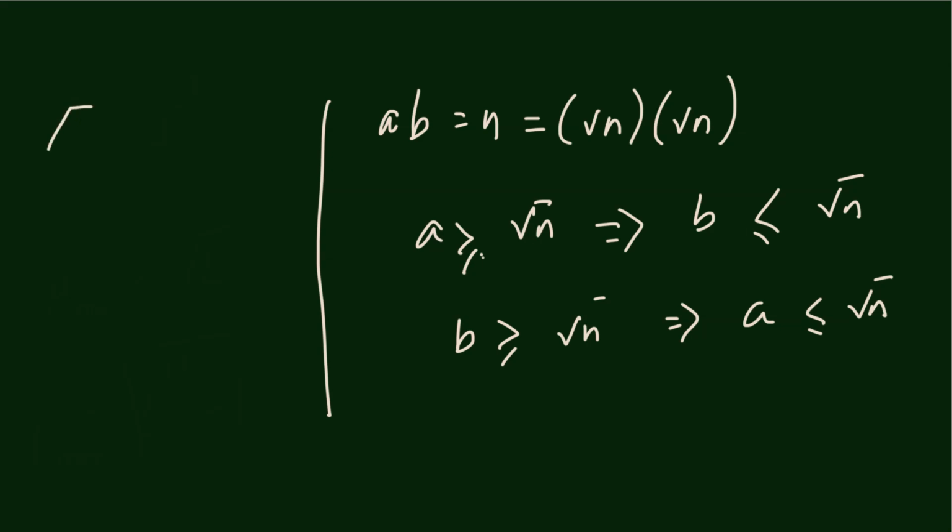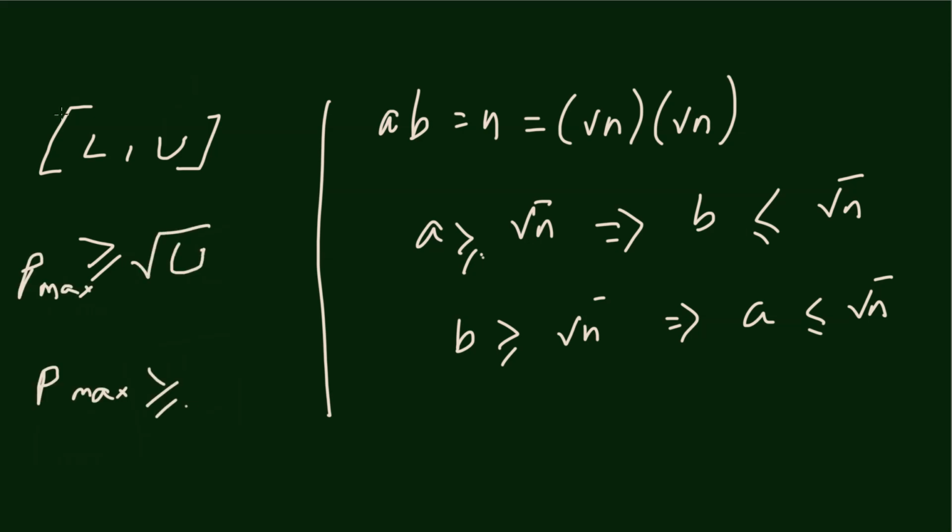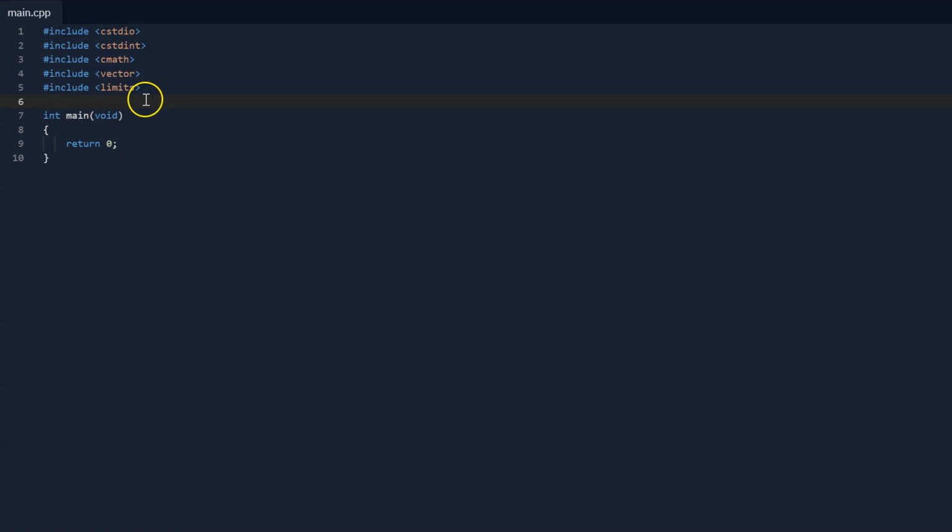So for any range between L and U, the maximum prime number that we need to have in our initial set should be greater than the square root of U. And since we know that U is bounded by 2 to the power 31 minus 1, this is the maximum prime number that we need to compute.